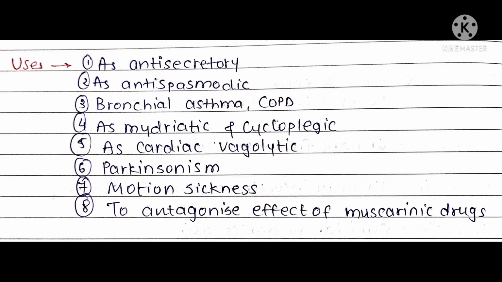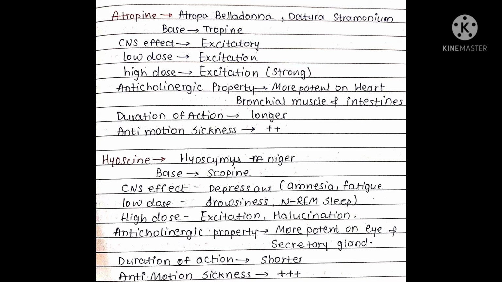Let's see the uses of parasympatholytic drugs. It is used as anti-secretory, antispasmodic, in bronchial asthma, COPD, as mydriatic and cycloplegic, as cardiac vagolytic, in Parkinsonism, motion sickness, to antagonize the effect of muscarinic drugs. In case of poisoning, it is used. Let's see the drugs one by one.